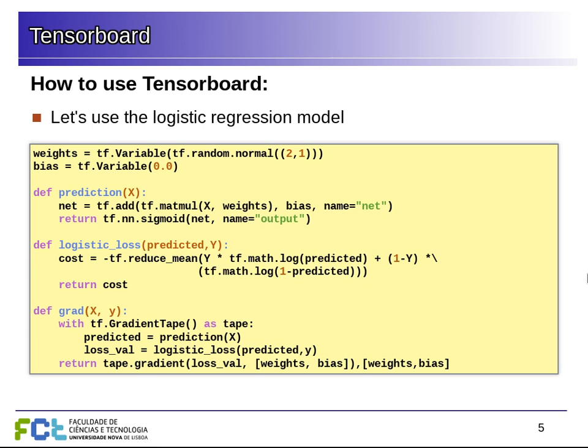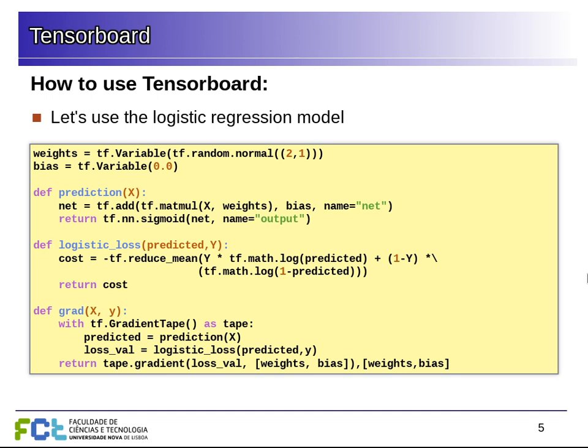This is the logistic loss function, so the product of the classes by the logarithm of the predictions. So this is for those that are in class 1. Those that are in class 0, this is 0 here. And then we have the 1 minus the class multiplied by the logarithm of 1 minus the prediction.